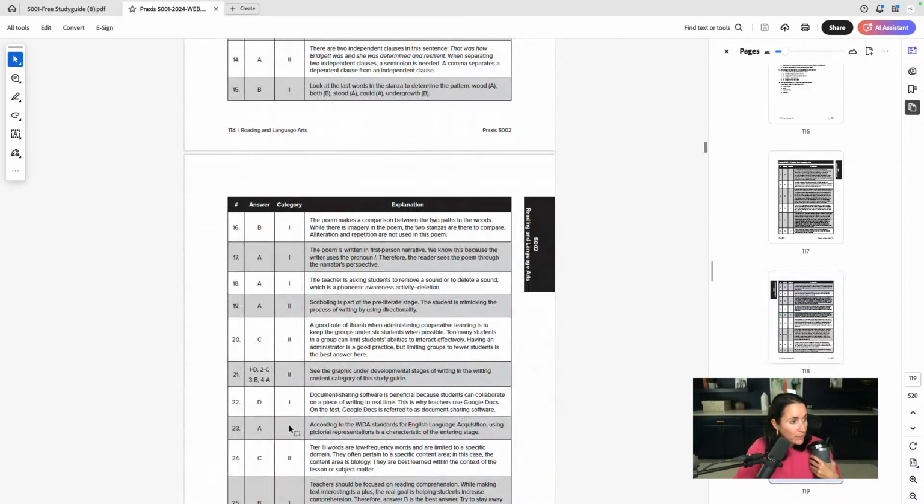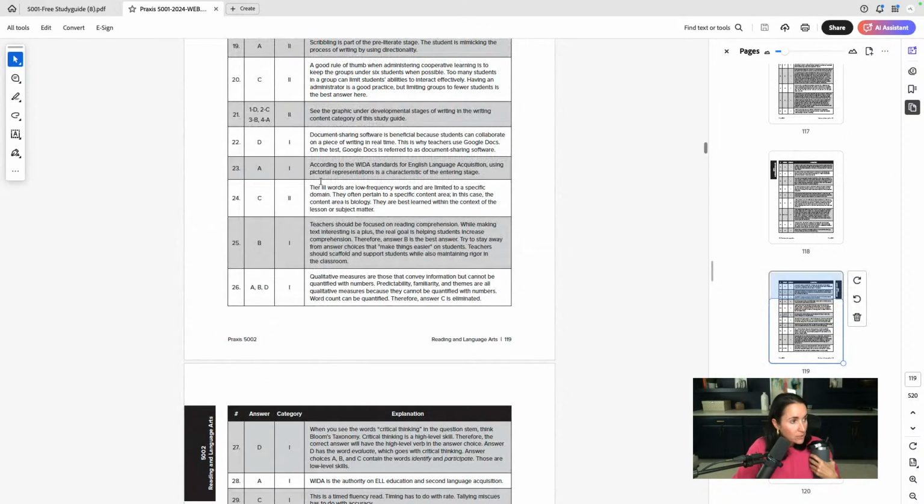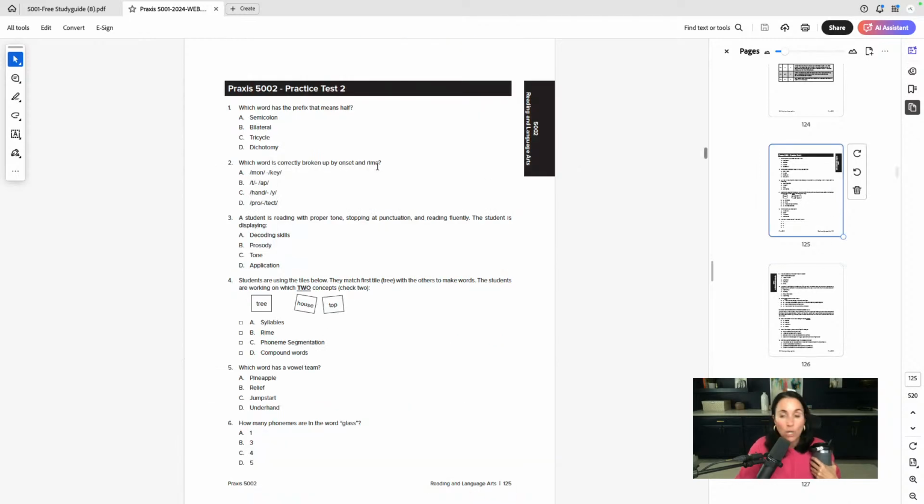So let's say you missed like a ton from section 1, specifically like phonemic awareness or something. I would go back in and study that, right? And then I would take practice test 2 as an ultimate post test to see where I am. And I would do that for every section of the book. That's how I would study.